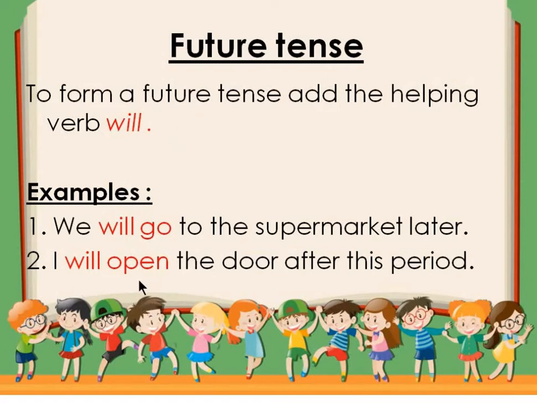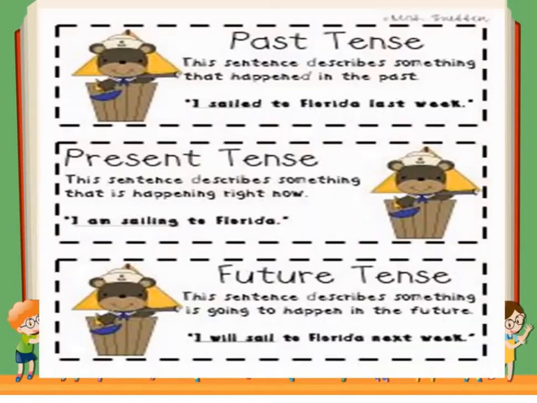Next one, I will open the door after this period. This period is not yet done. It will be finished in the future. So you will add the helping verb will. That's why the verb here is will open. Again, when do we use the helping verb will? If it's not yet done, it means it will happen in the future. Good job!